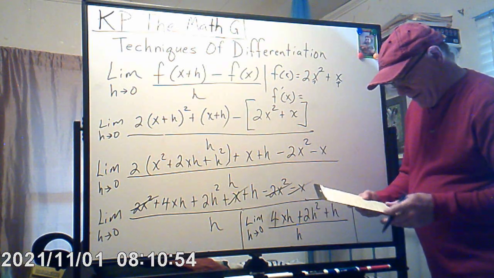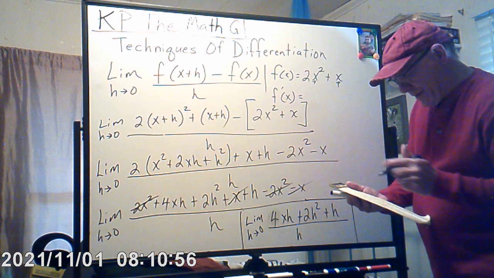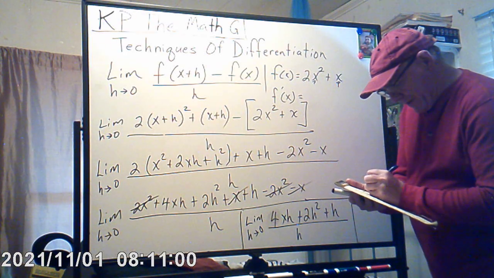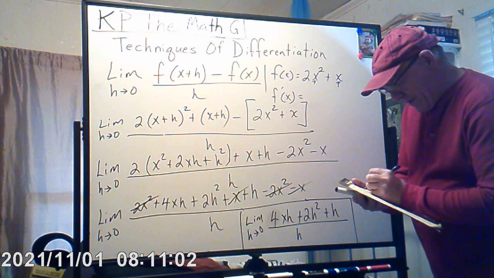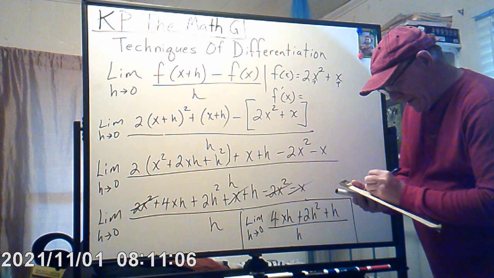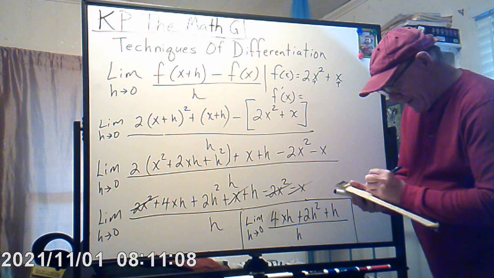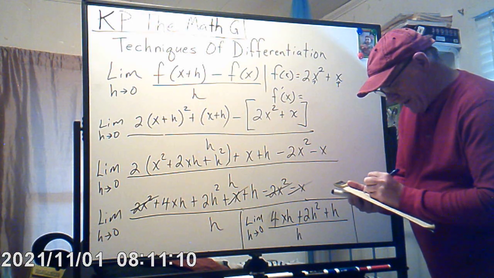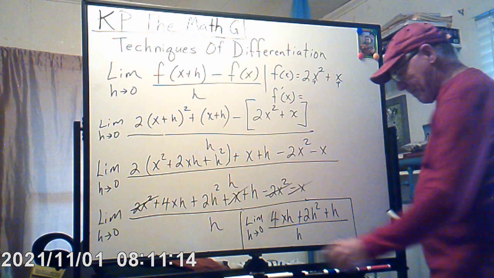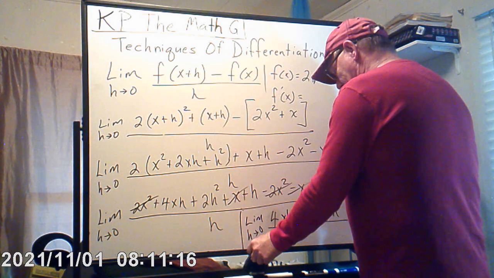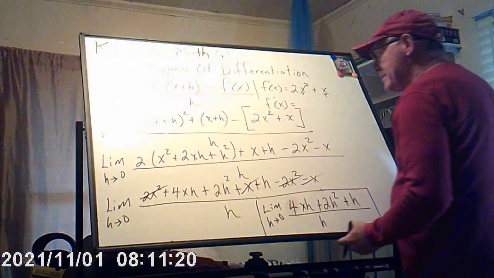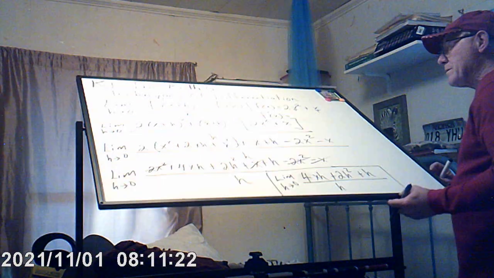So what we're left with right here is the limit as h approaches 0 of 4xh plus 2h squared plus h all over h. That's looking really nice, and there's a reason why I say that. Alright, here we go. Let's flip the board over. Okay, here we go.